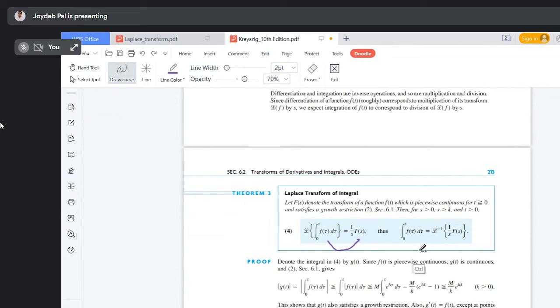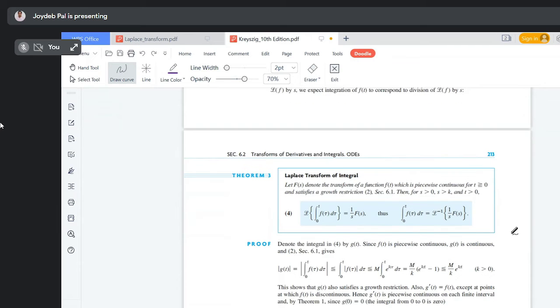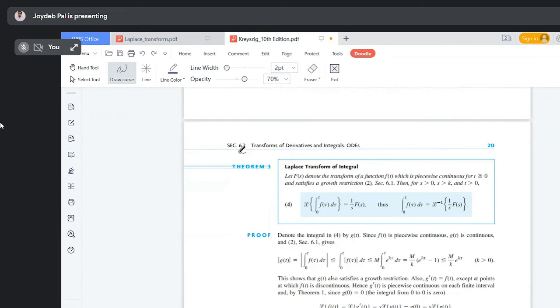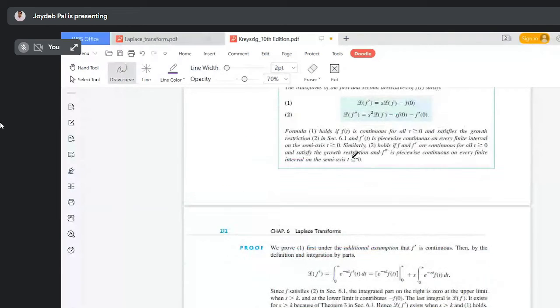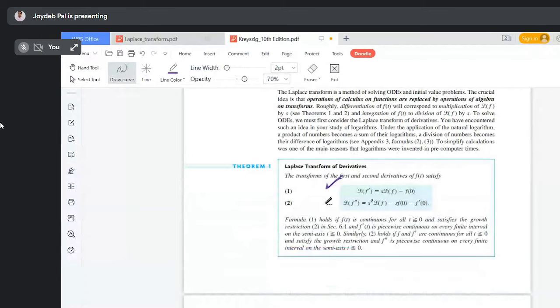So what we are doing actually in the Laplace transform directory, you can say we are adding one by one formula. So in this chapter, these are the main formulas here. Laplace transform of this, and its inverse form, and Laplace transform of derivatives. Okay, this.